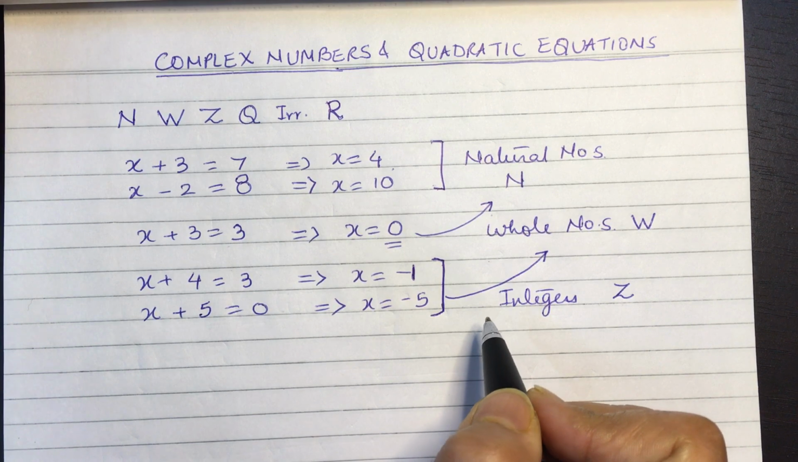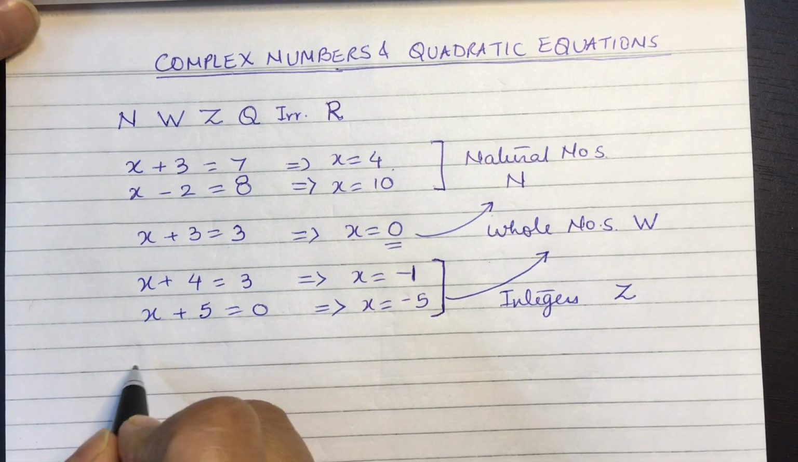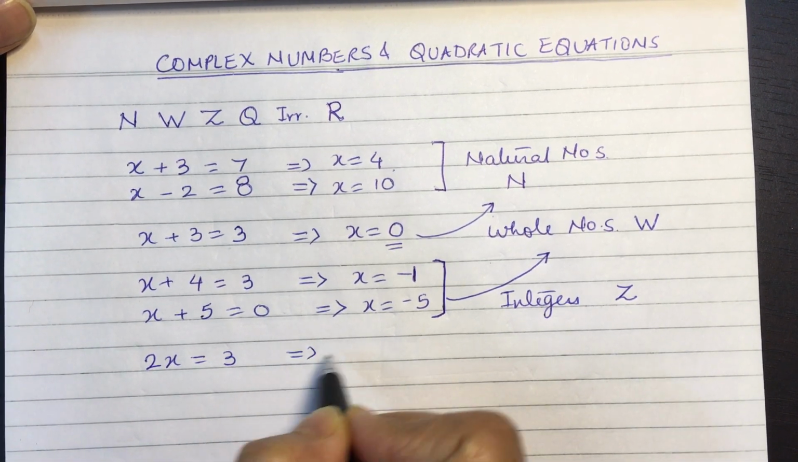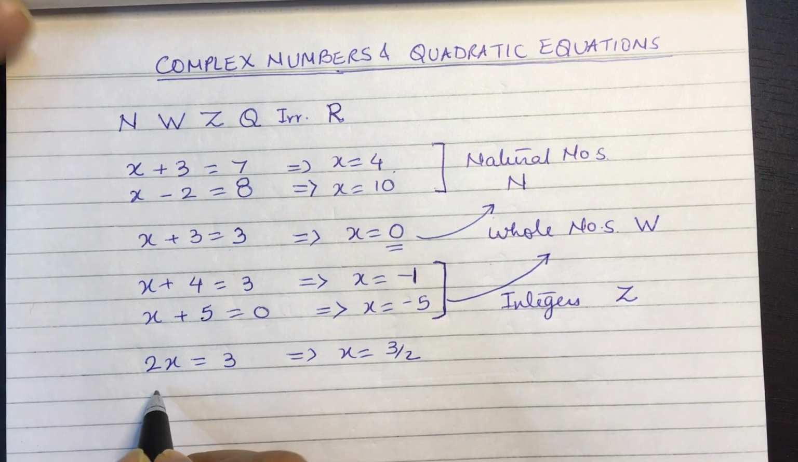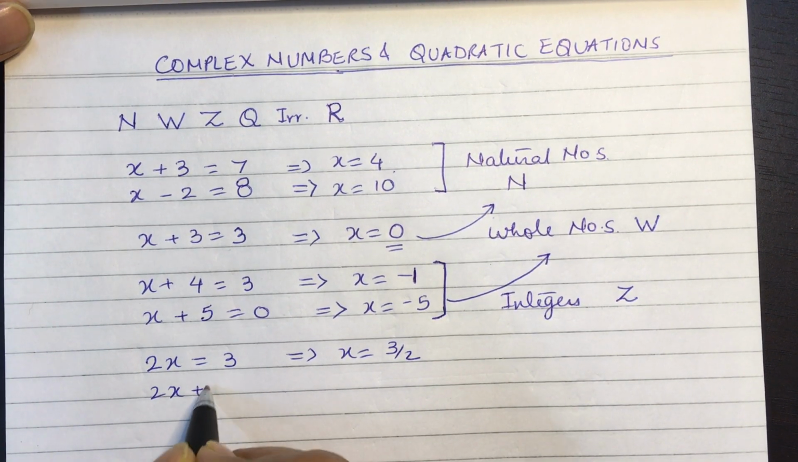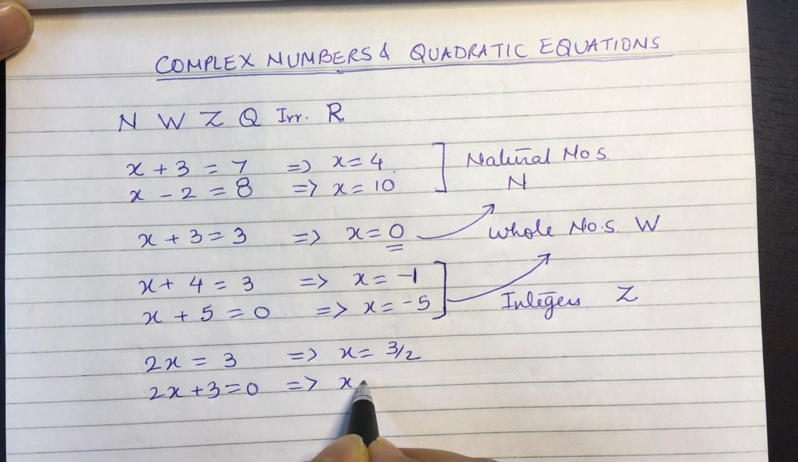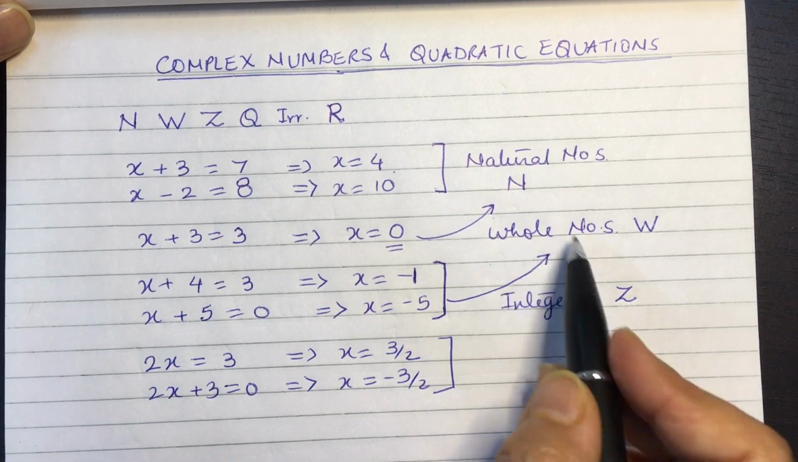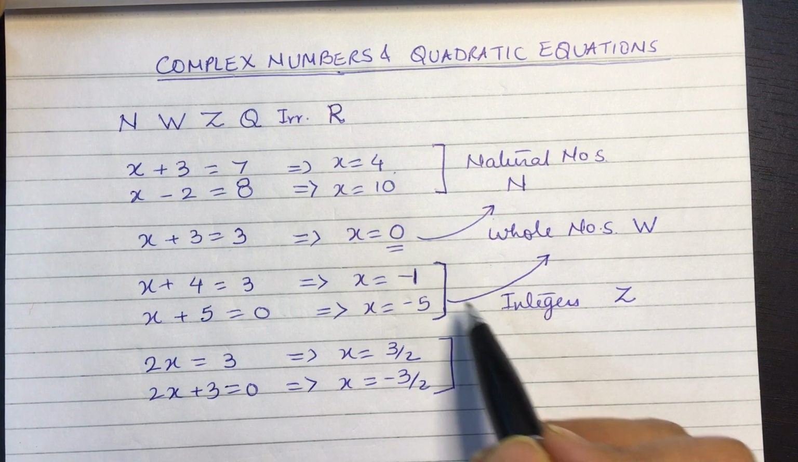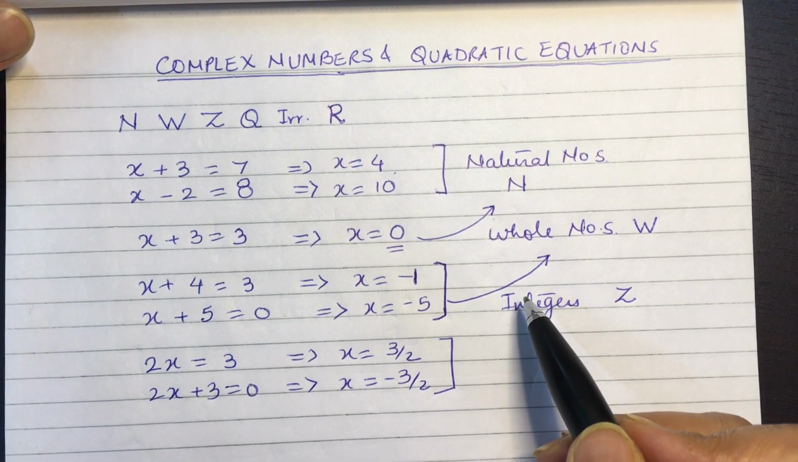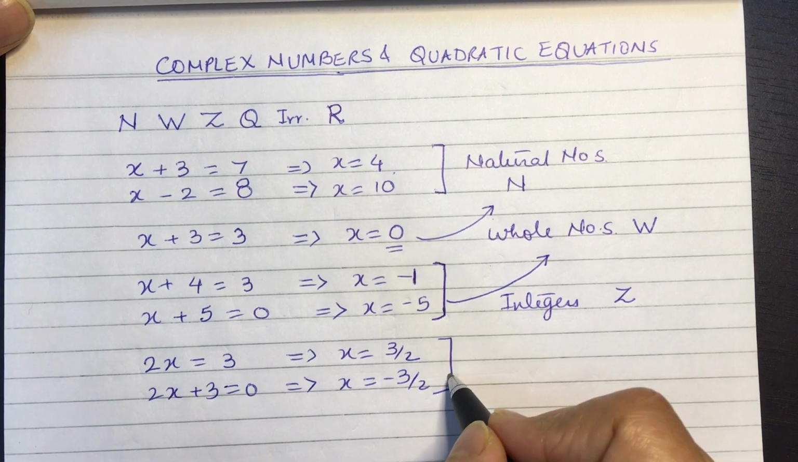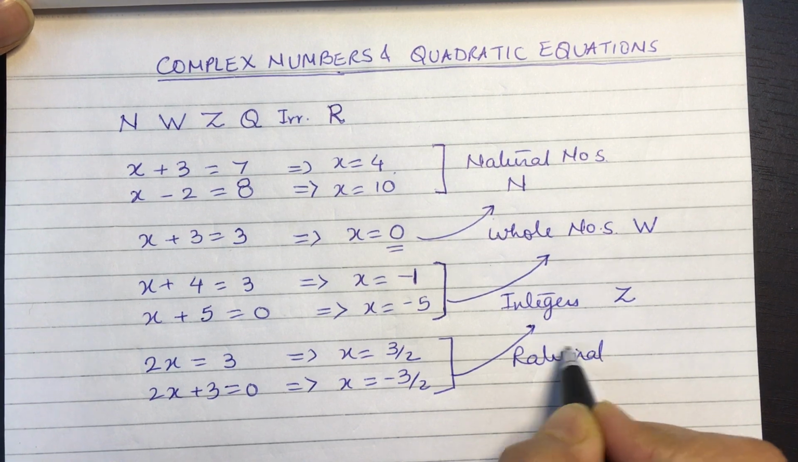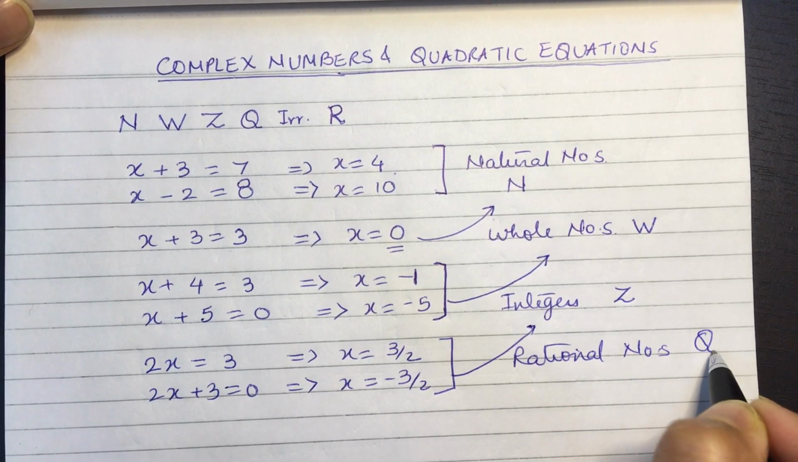Now with this, the majority of questions could be solved, but then they came across questions of the kind 2x equal to 3, which got solved to x equal to 3 by 2, or 2x plus 3 equal to 0, which got solved to x equal to minus 3 by 2. This gave the idea that the numbers under consideration were still not complete and something more needed to be added to them, and this made a new set called rational numbers, which are denoted by Q.